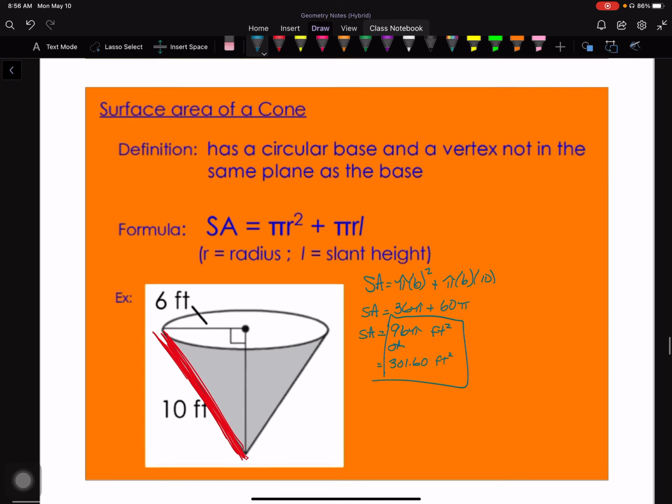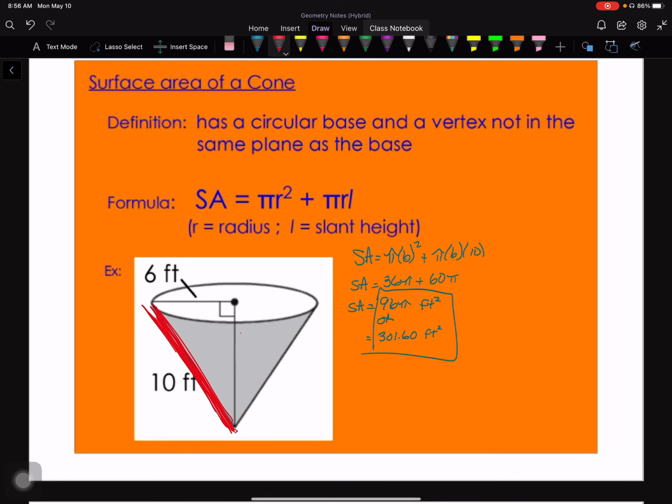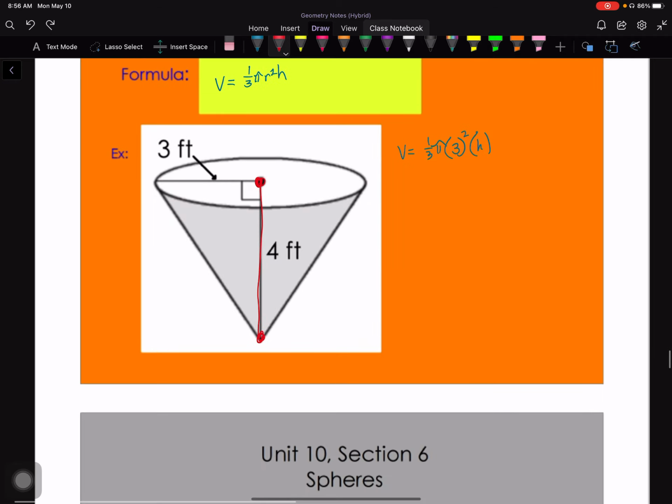Now you could see if I was finding the volume of this cone, this would be h, and I'd have to use the Pythagorean theorem to find it. Or if I was finding the surface area of the second cone, this would be my slant height L, and you have to use the Pythagorean theorem to find it. Or it's a special right triangle, 3, 4, 5, Pythagorean triple, I should say now, special right triangle. But you can see the work that you might have to do on a problem like this.